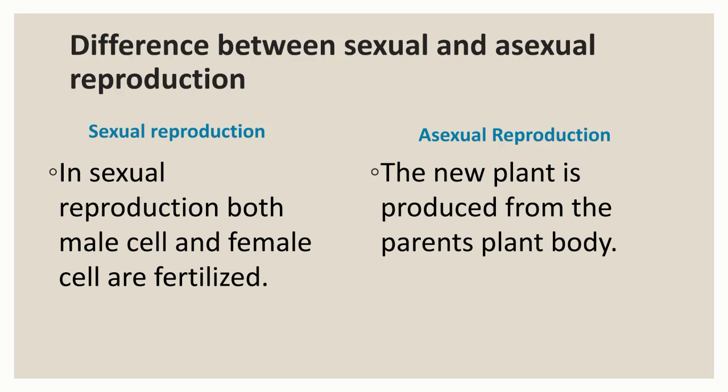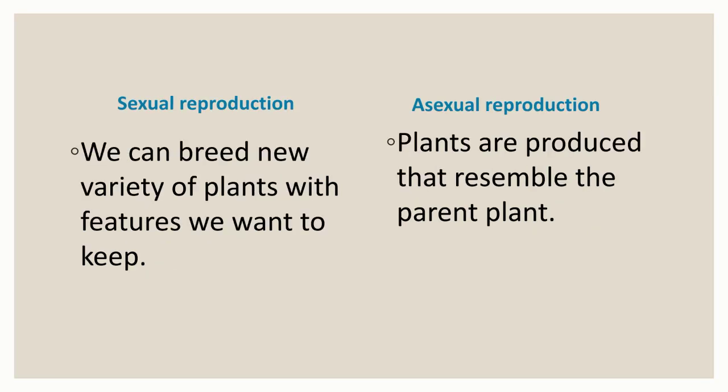What is the difference between sexual and asexual reproduction? In sexual reproduction, both the male cell and female cell are fertilized, while in asexual reproduction, the new plant is produced from the parent plant body. In sexual reproduction, we can breed new varieties of plants with features we want to keep. In asexual reproduction, plants are produced that resemble the parent plant.